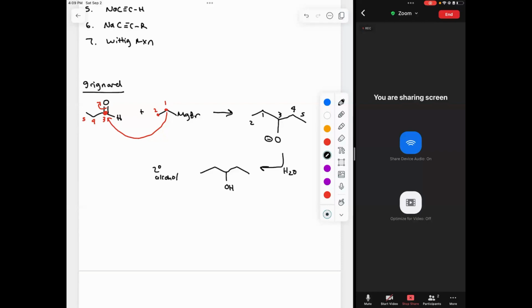So the take-home message here is that when you have an aldehyde with a Grignard, you make a secondary alcohol. That is the take-home message. Okay, aldehyde plus Grignard.